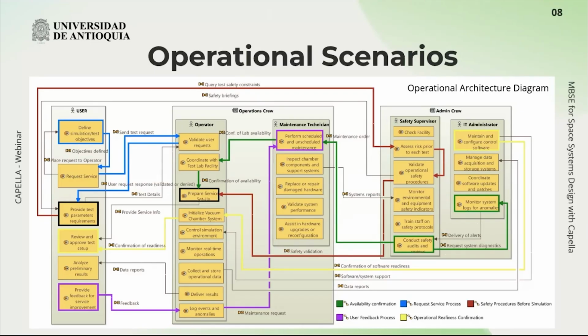For example, a simple example, running a vacuum space simulation involves preparation, system initialization, evacuation, experiment execution, data acquisition, safety monitoring, and so on. So these functional chains that we see here revealed hidden dependencies between the actors that were defined and highlighted the safety and control critical interactions early in the process.